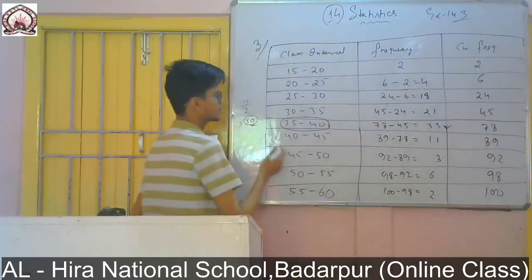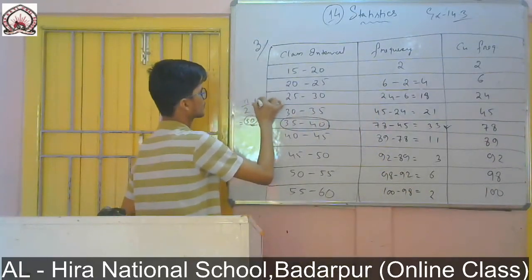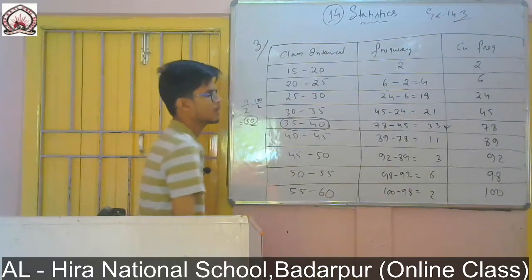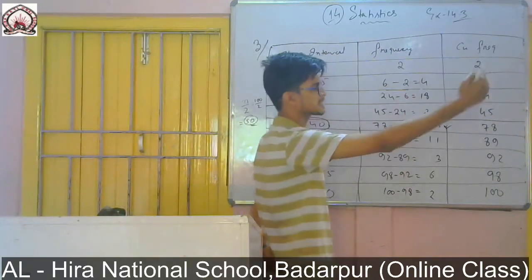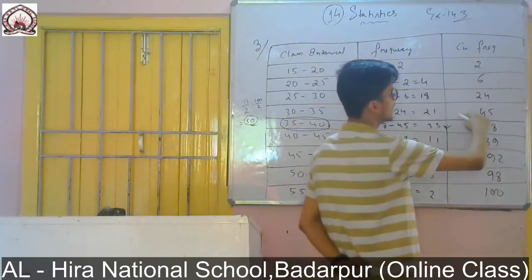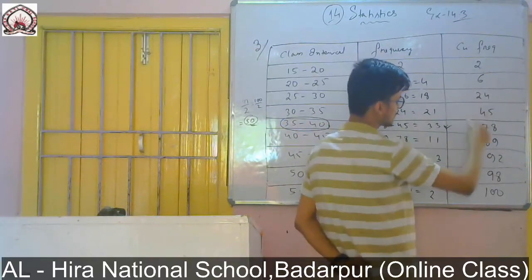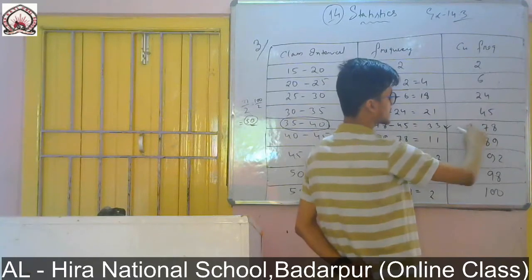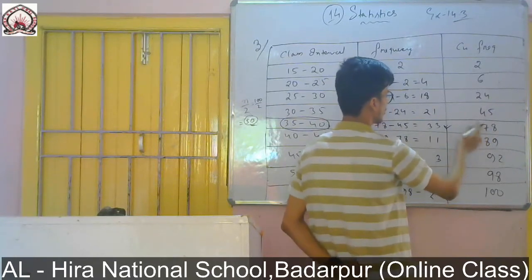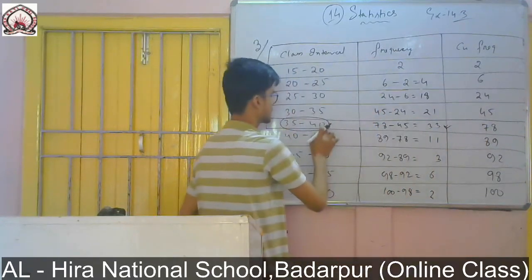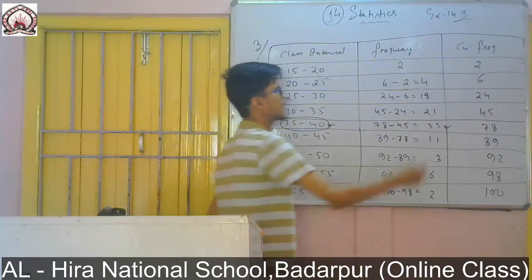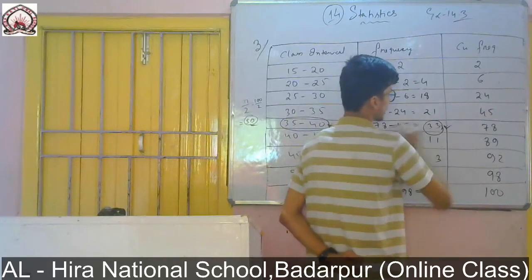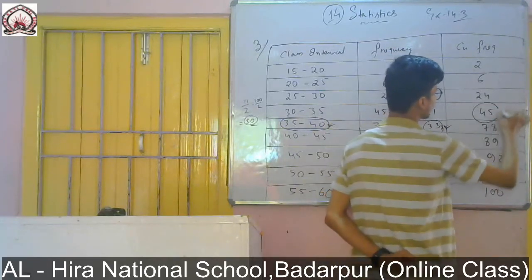So n by 2, we know the formula, that is 100 by 2, which is equal to 50. So here I have to take the value which is greater than 50. Here 45 is less than 50. After this one, 78 is greater than 50. So this column is the interval, this is our median class. This is the frequency f. This is our cumulative frequency.